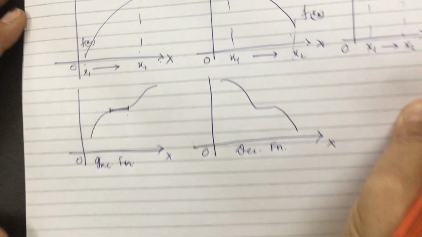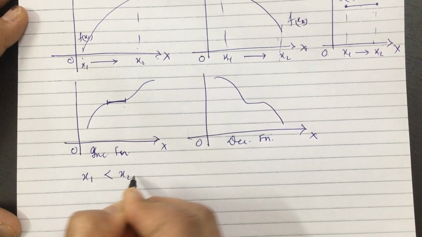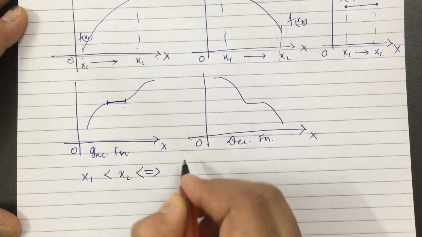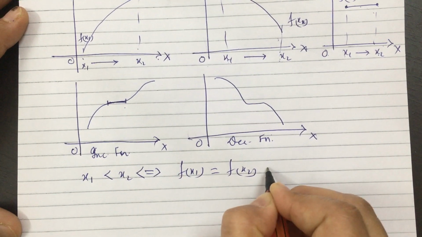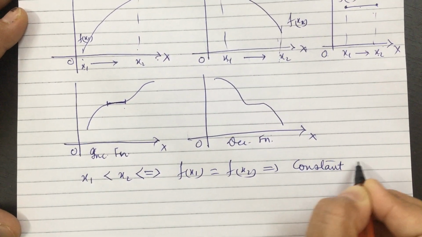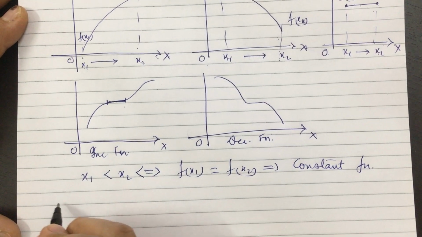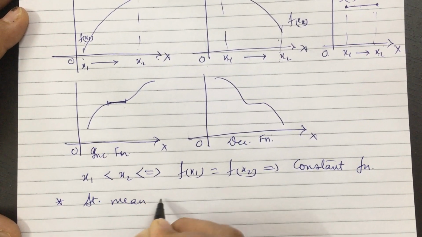So the fifth definition we will write: if x1 is less than x2 implies and is implied by f(x1) equal to f(x2), this is called a constant function. Here this means strictly.